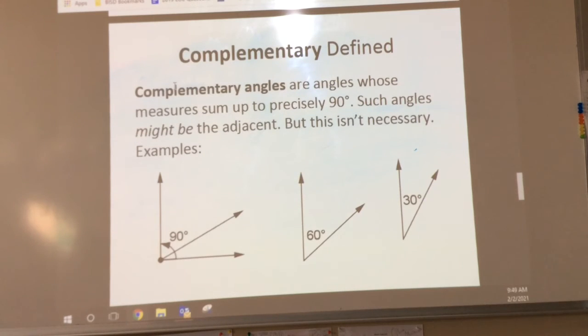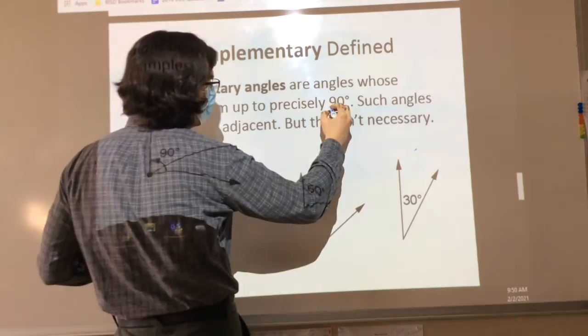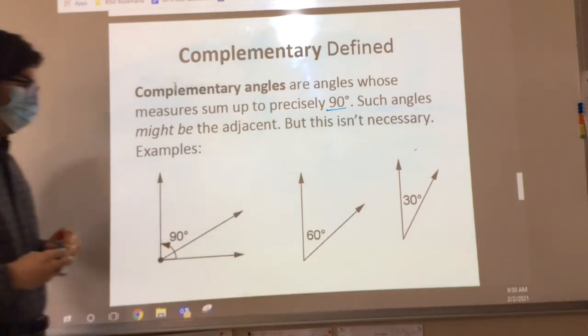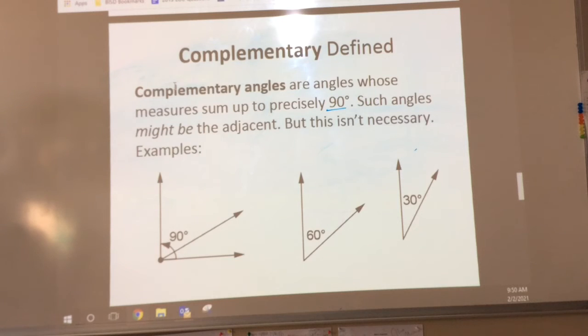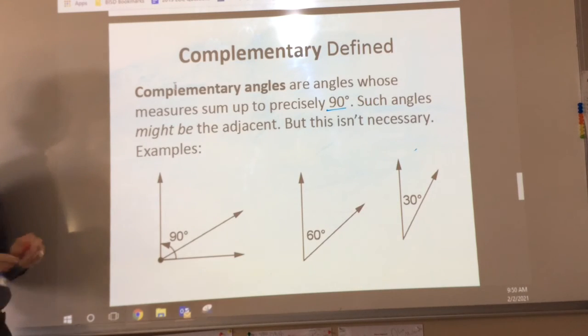Alright, complementary. Has anybody heard this word in math? Yes. Complementary, very simply, means 90 degrees. You want me to show you a really easy trick to remember this?